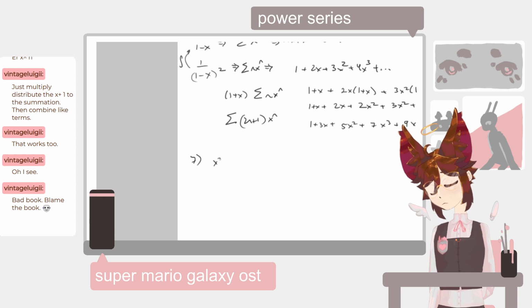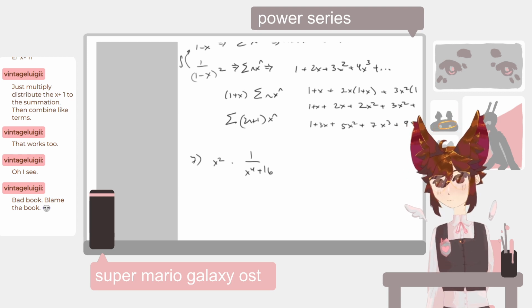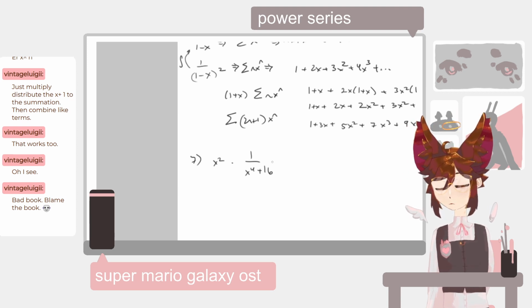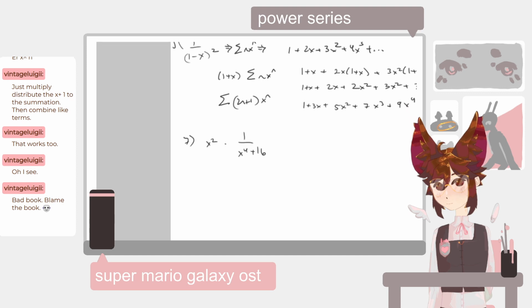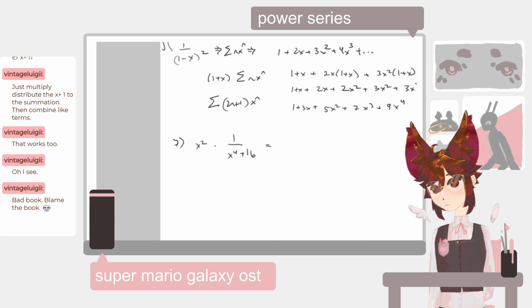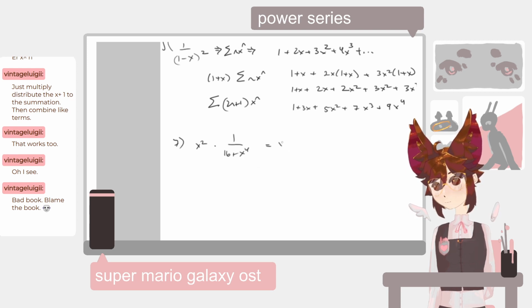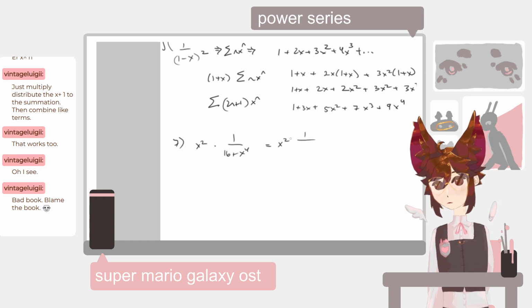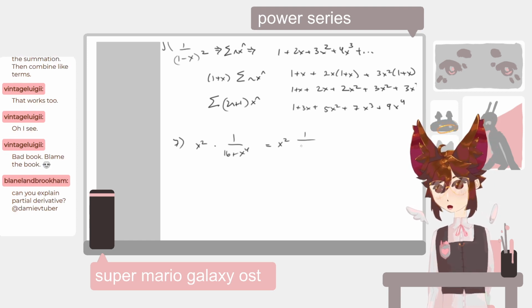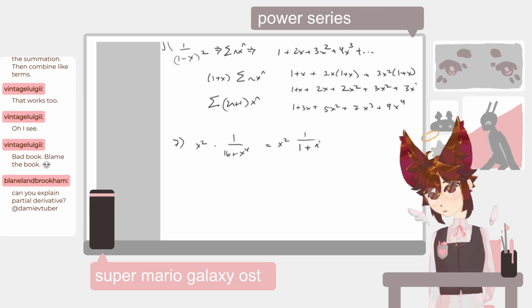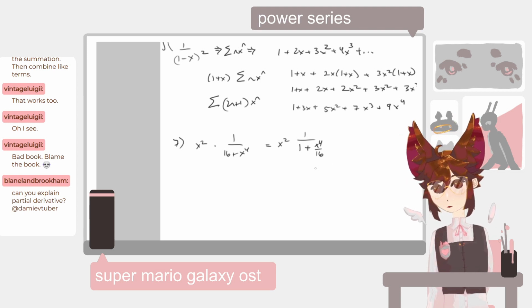Okay. x squared times 1 over x fourth plus 16. What can I do about this? Well, I'm gonna write it the other way just because I like to write it the other way. Helps me. Okay. This is just a simple little... Can I explain partial derivatives? I sure as hell can.